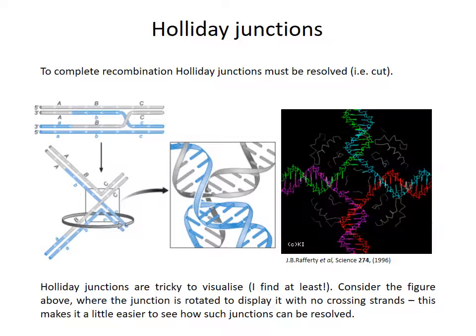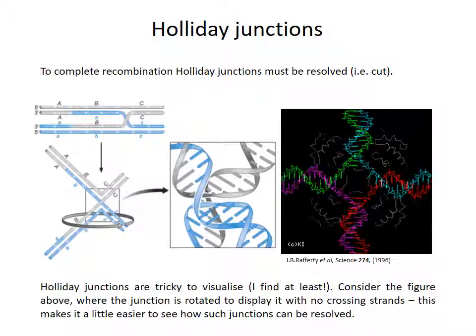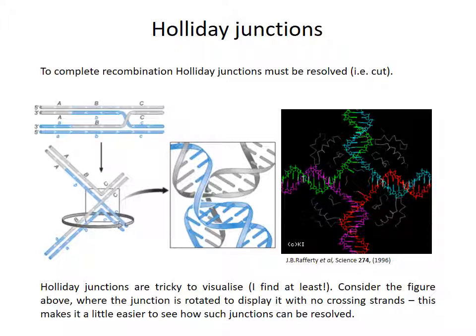So the Holliday junction was first described by this guy, Rafferty, in the 90s. And this GIF nicely shows how the Holliday junction can move to generate an exchange of DNA during migration of that Holliday junction in homologous recombination.